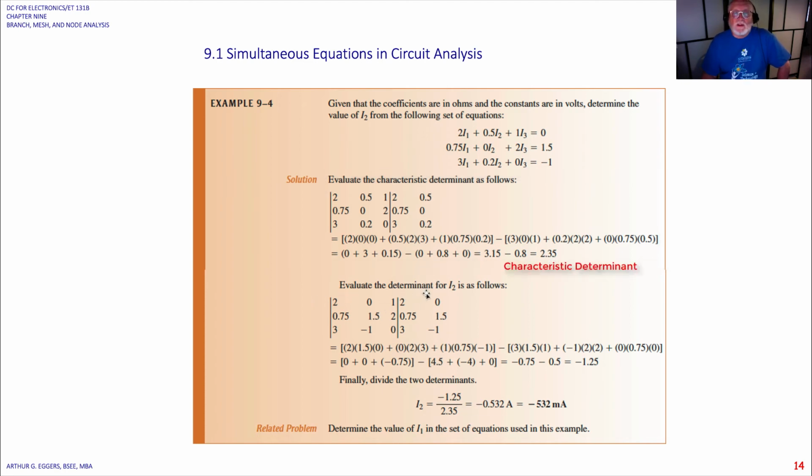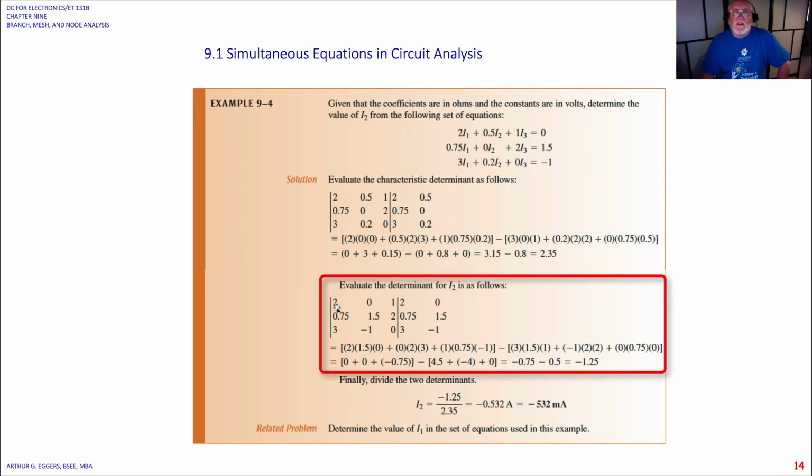Then we evaluate the determinant for I2. Okay, so we have these values. Again, we're going to go the opposite direction. For I2 we have to replace again column 1 and column 2. You can see we've done that, and so now we have 0, 1.5, and minus 1 in there. So we do the same thing when we do our products, 1, 2, 3, and then do our additions, and we end up with minus 1.25.